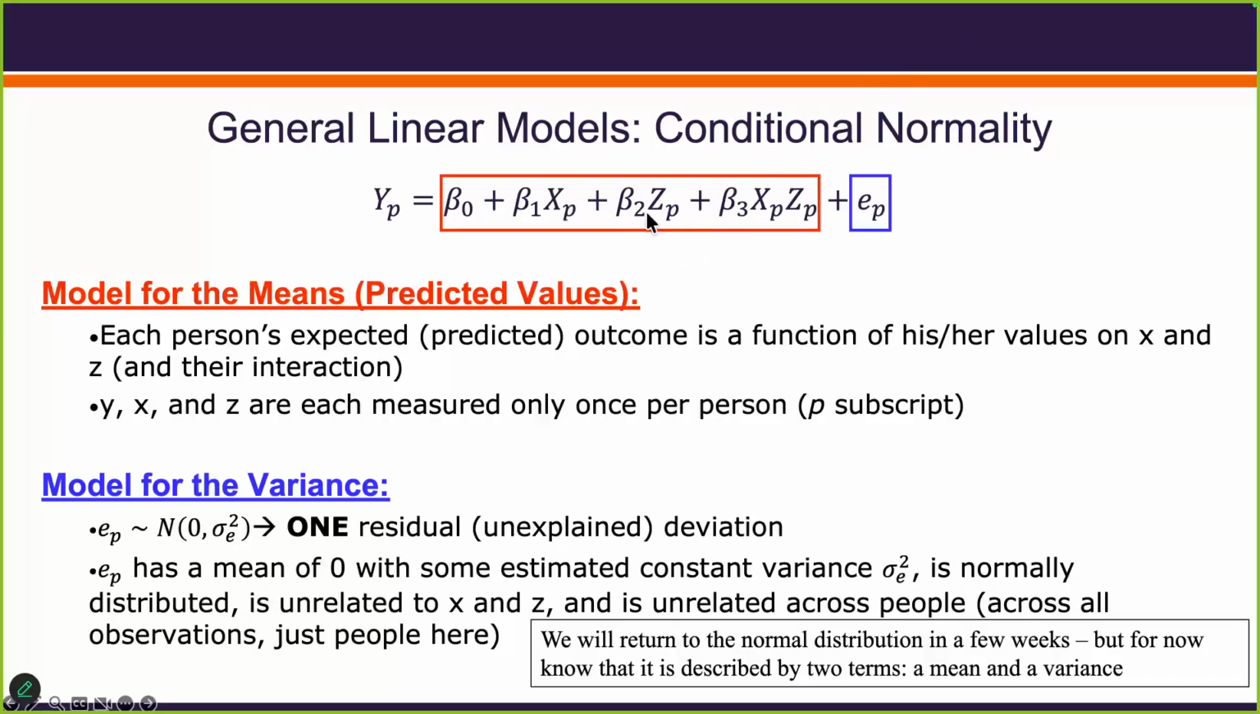Then we also have beta 2, which is the same thing for z now. That's the change in y for z. But the hard part about this is we actually have an interaction of x and z, potentially.